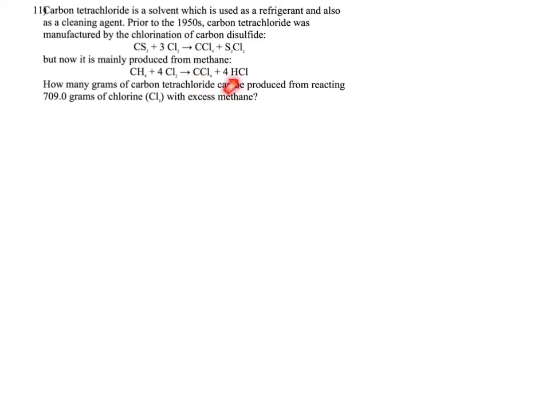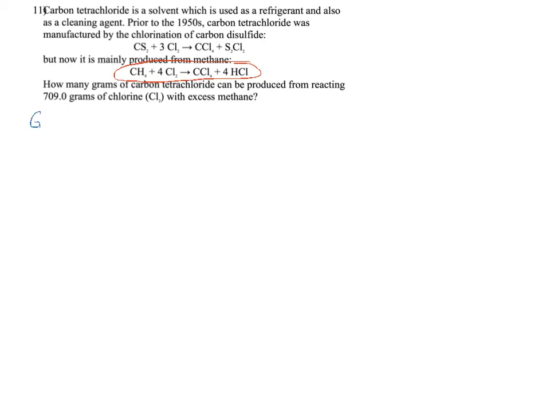All right, HCl is hydrochloric acid. And then it says from chlorine. So that means we're going from our chlorine into our carbon tetrachloride, and it says with excess methane. So this is what we're worried about, going from here to here in this second equation. So first of all, we know that we need to use this equation here. Okay, so let's get started.